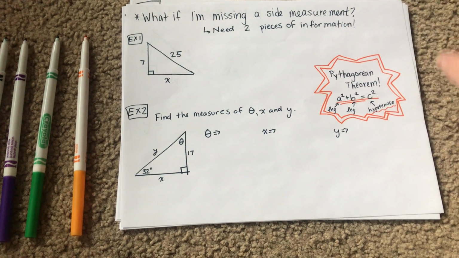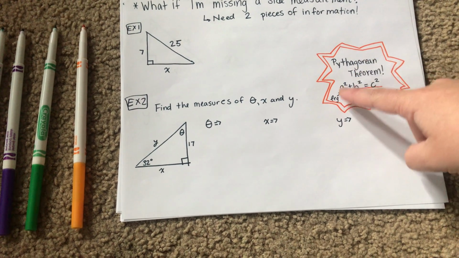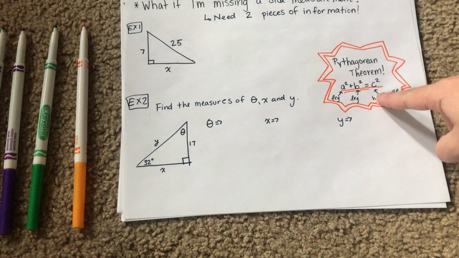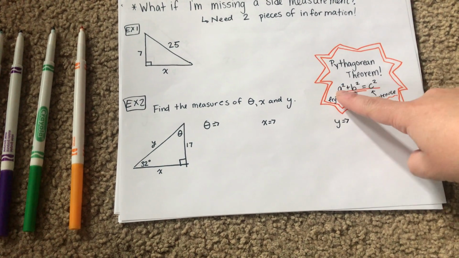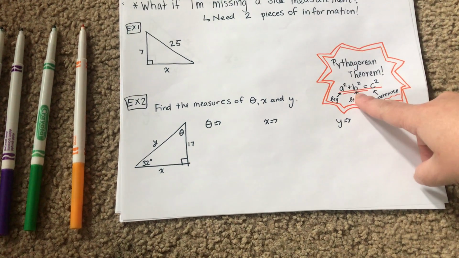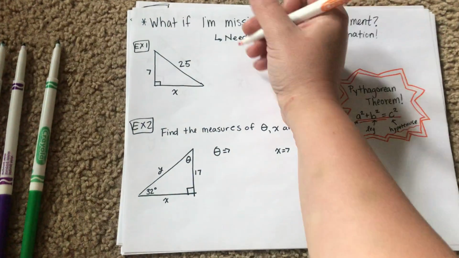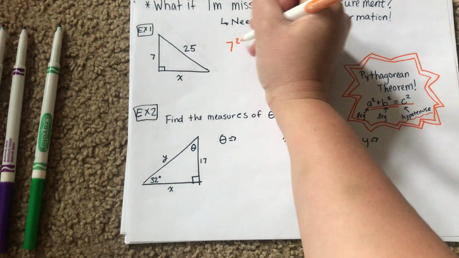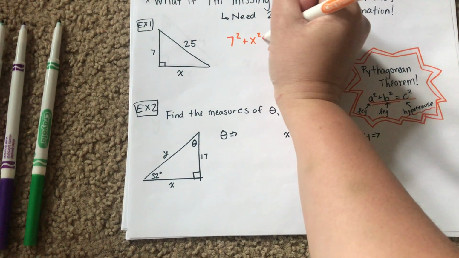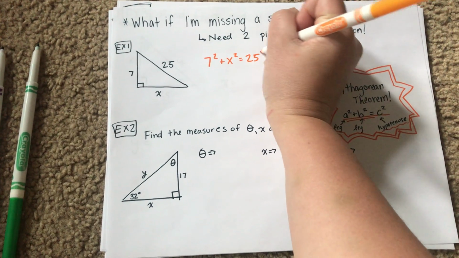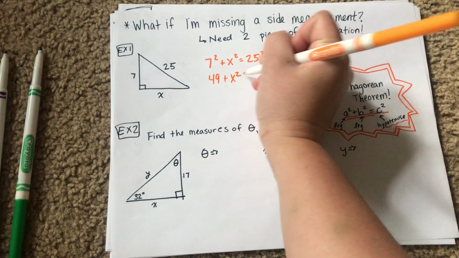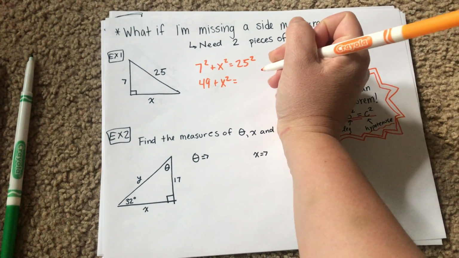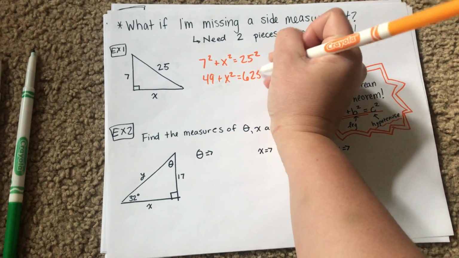So without even talking about trig functions, we can use the Pythagorean theorem, which is a squared plus b squared equals c squared. The only really important thing is that our c squared is always the hypotenuse. It doesn't matter if I make a 7 or if I make b 7. So in this case, I'm going to do 7 squared plus x squared equals 25 squared. So we end up with 49 plus x squared equals 25 squared, 625.